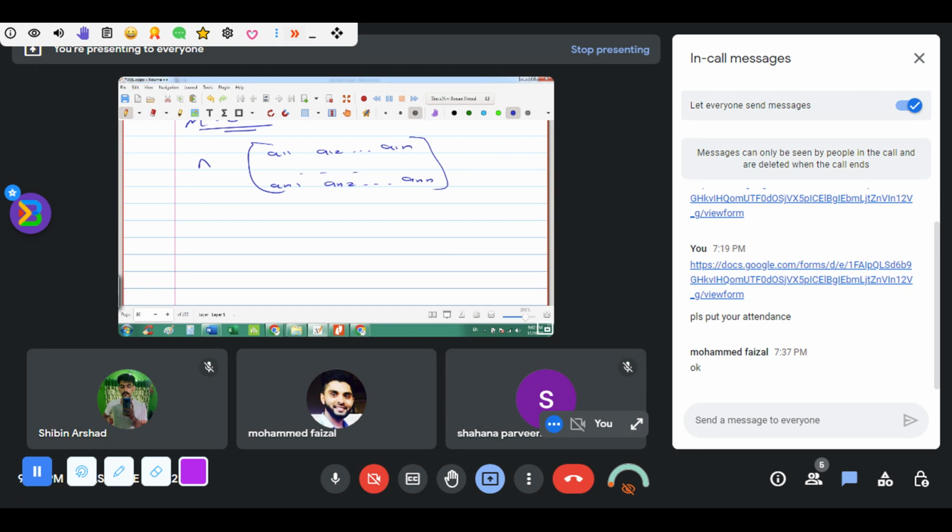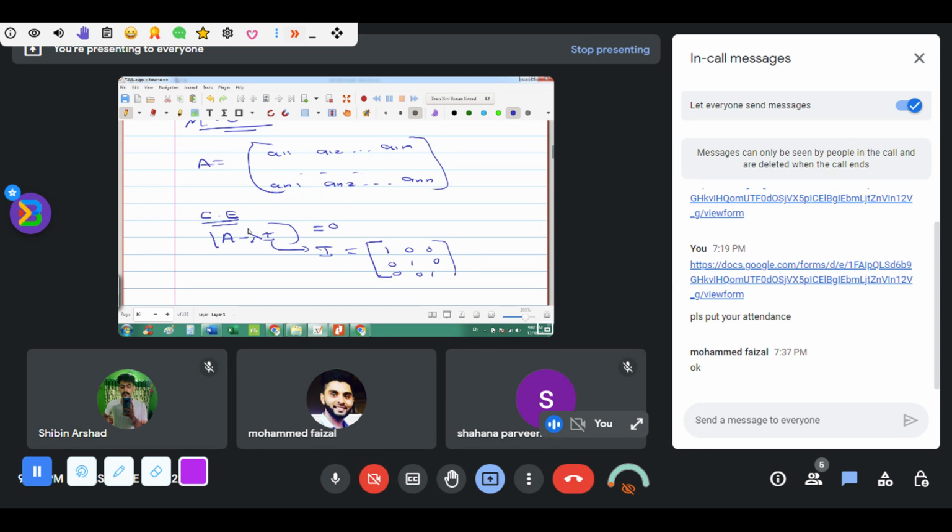Note that this is A. How to find the eigenvalue? That means the characteristic equation: determinant of A minus lambda I equals 0. What is I? I is called the unit matrix, the identity matrix. Suppose I am taking a 3 by 3 matrix: 1 0 0, 0 1 0, 0 0 1. This is the identity matrix. That determinant is equal to 0. This is called the characteristic equation.